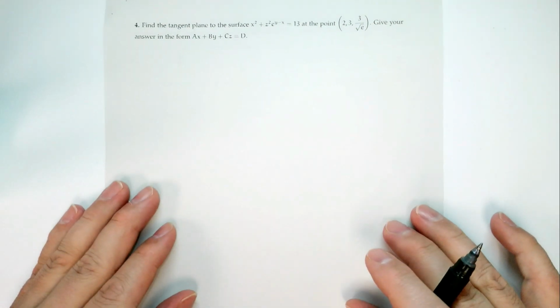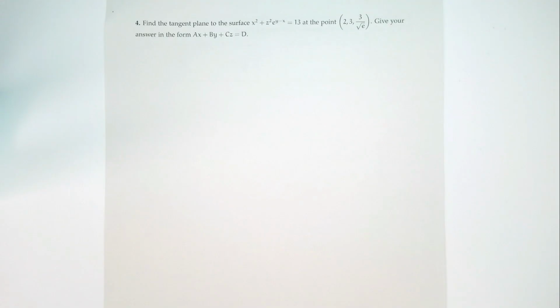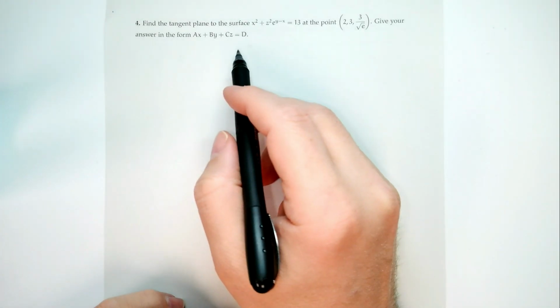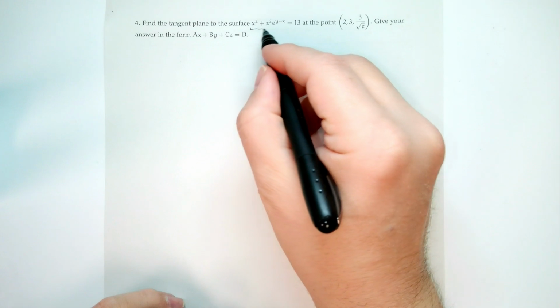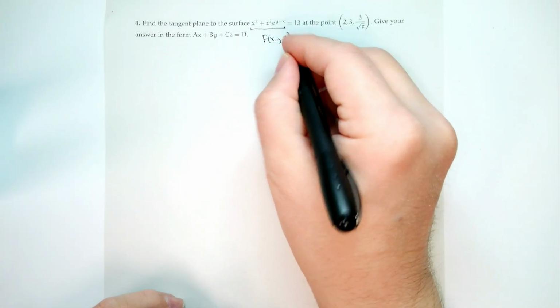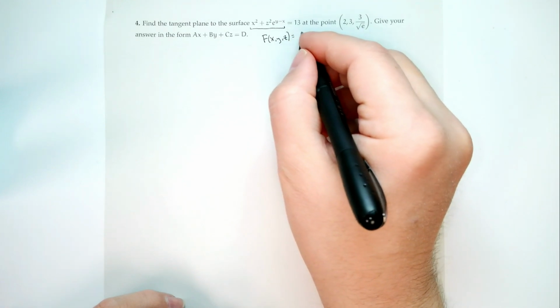Number 4. Find the tangent plane to the surface x squared plus z squared e to the power y minus x equals 13 at the point (2, 3, 3 divided by the square root of e). And give your answer in the form ax plus by plus cz equals d. Now, this is an expression of the form f of x, y, z equals a constant.